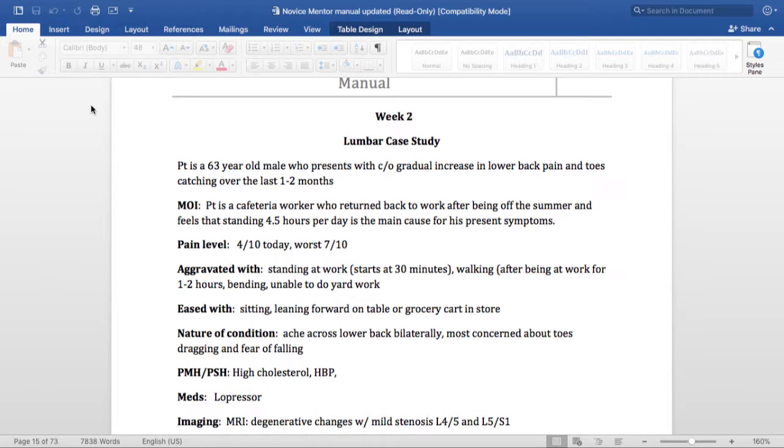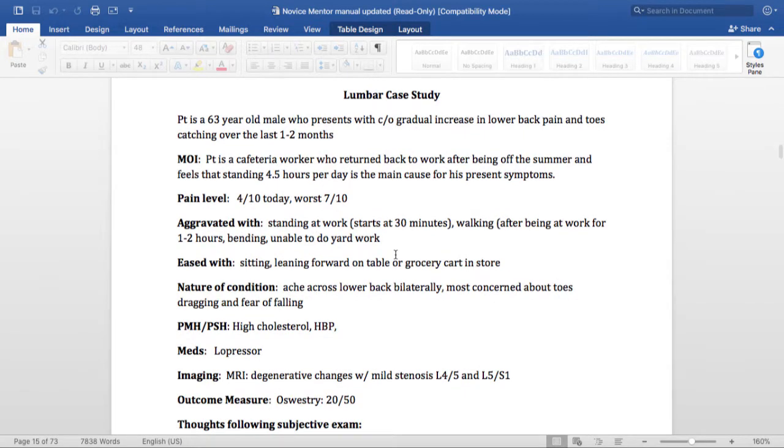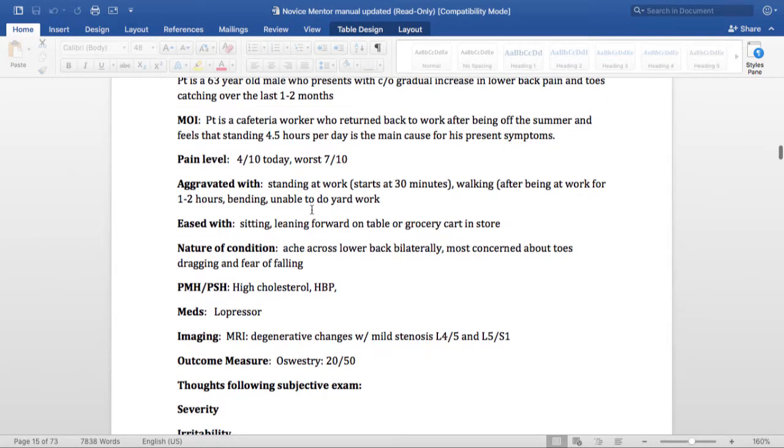throughout. So you look at the case: a 63-year-old male, gradual onset of lower back pain, toes catching over the last 1 or 2 months. Go through the mechanism of injury with them. Start by looking at things, as you see, aggravating factors. Say, standing. Get them thinking, what kind of sensitivities do they have? We talk about easing, sitting, leaning forward. So it seems like an extension sensitive patient.